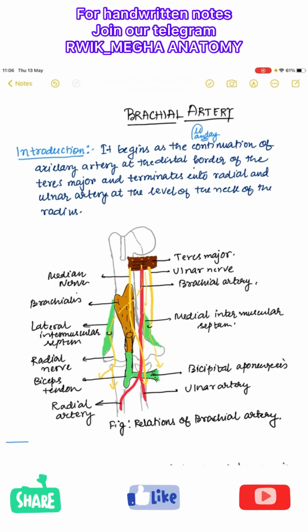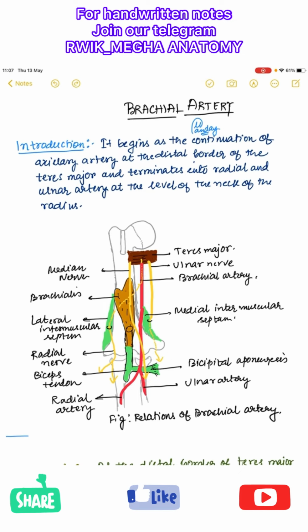So this is the course, and then at the neck of the radius, you see, this is the level of the neck of the radius. At this level, the brachial artery divides into the radial and the ulnar artery. This is the ulnar and this is the radial artery, which are the two terminal branches of this brachial artery.